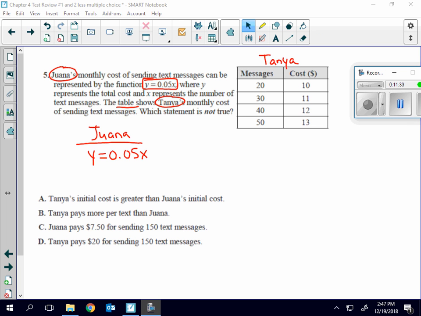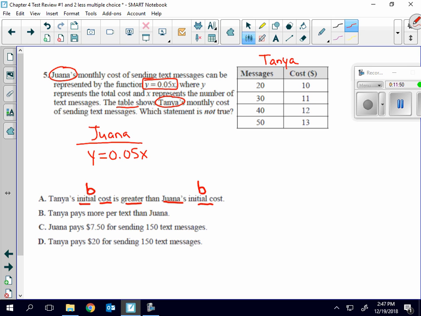It says which statement is not true. We have A, B, C, D. We want to know if Tanya's initial cost is greater than Juana's initial cost. So this initial cost is the b. We're comparing b. Tanya pays more per text than Juana. That's comparing m. And then C and D, you actually have to plug in a number and see what you get out. So we really have to figure out equations for both of these. We already have Juana's equation: y equals 0.05x.